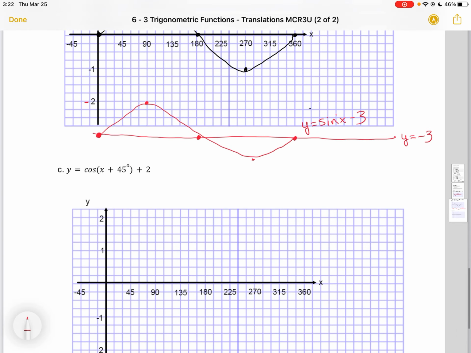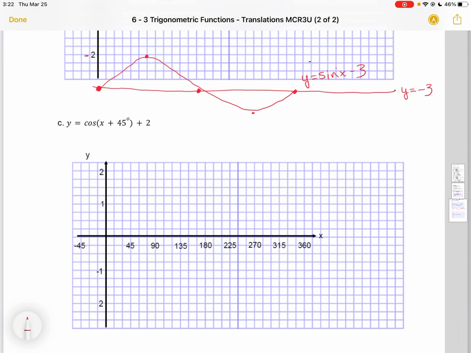The last one that we're going to do is a combination. It's got both transformations. So here we're using cos. My parent function is y equals cos x with those same 5 points as the first one. So 0, 1, 90, 0, 180, minus 1, 270, 0, and 360, 1 up here. I'm going to connect them. Kind of looks like a cup here, and I've got y equals cos x.